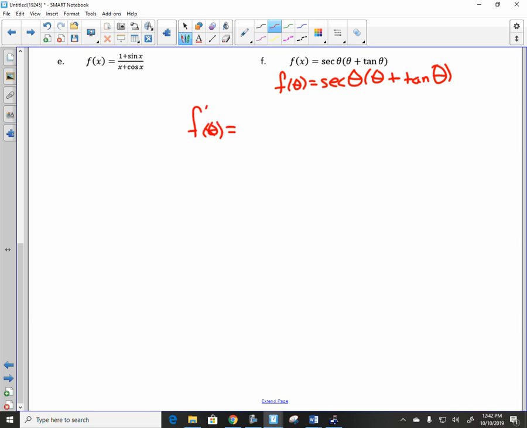F prime of theta is, what's the derivative of secant? Secant of theta, tangent of theta, times theta plus tangent of theta, plus, yeah, so now Asher is taking the derivative of theta plus tangent of theta. The derivative of theta is 1. The derivative of tangent of theta is secant squared of theta, times secant of theta.